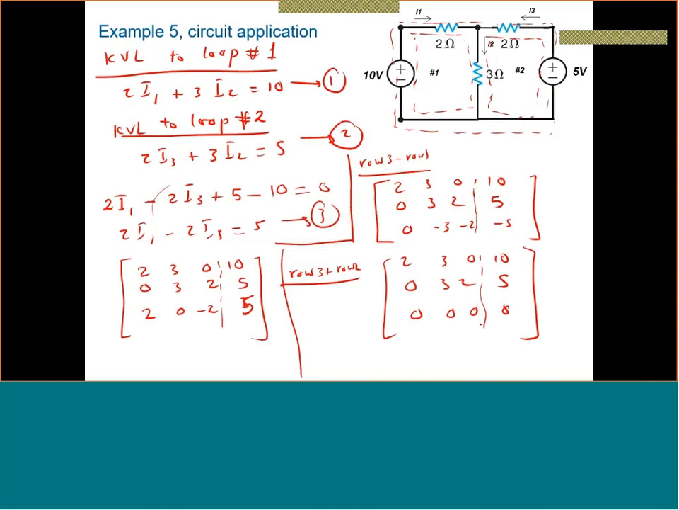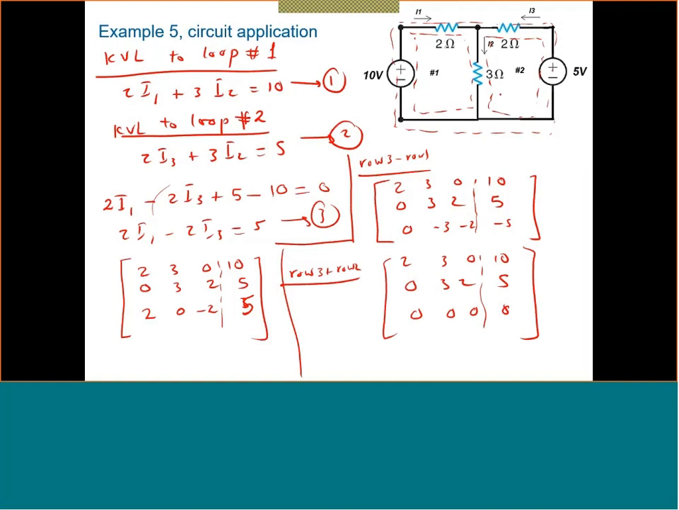Why is that? Because actually equation number 3 is nothing but a combination of equation 1 and 2. If you subtract equation 1 from 2, you will get equation number 3. Why? Because loop number 3 is nothing but the combination of loop number 1 and loop number 2. We have to have 3 independent equations.